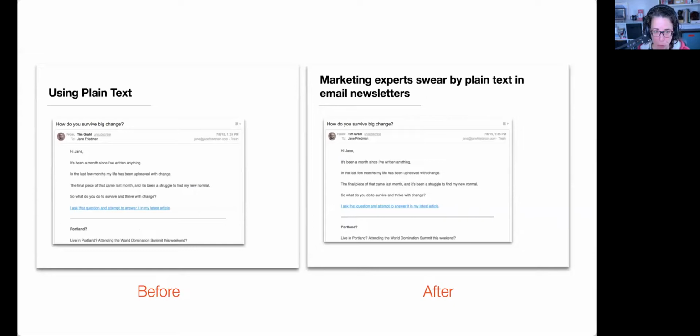And for a long time, the headline was just "using plain text," but it's not particularly informative or making a point. So to make it stronger, I now use "marketing experts swear by plain text in email newsletters," which I hope kind of sparks curiosity, like, why is that? And so that gives me an opportunity to discuss why that is, and if you as a writer might want to consider using plain text in your email newsletter. And for those who are wondering, there's no right answer here. I myself don't use plain text. It just depends, as so many things do.